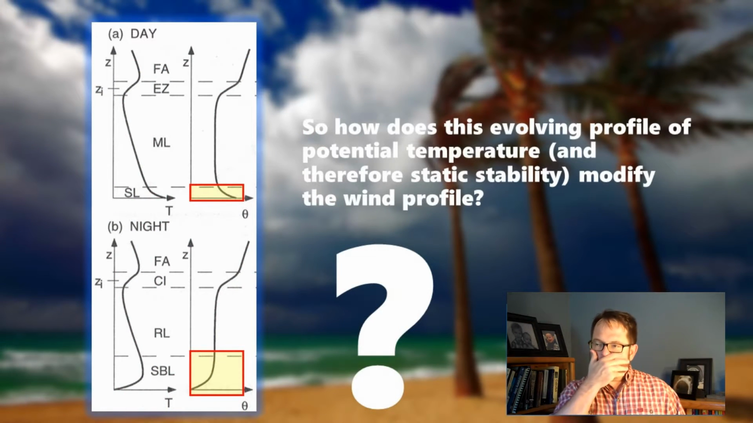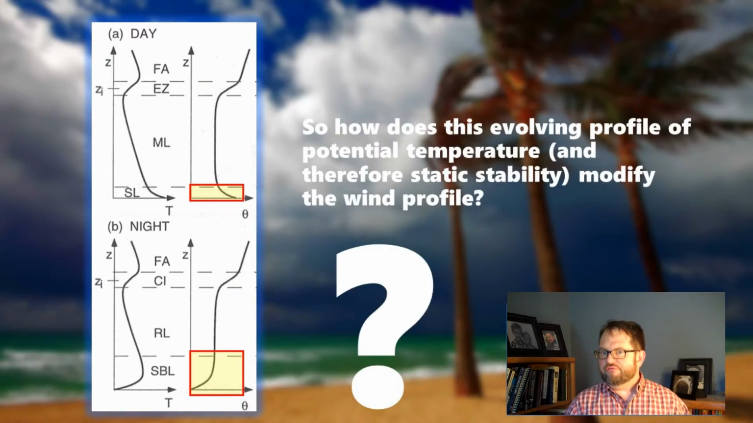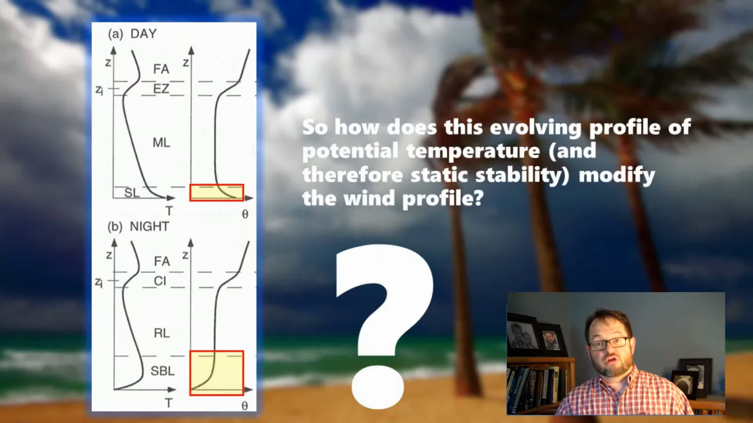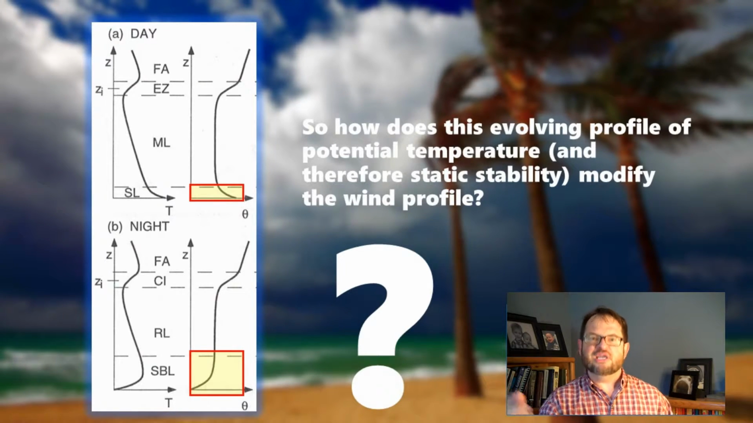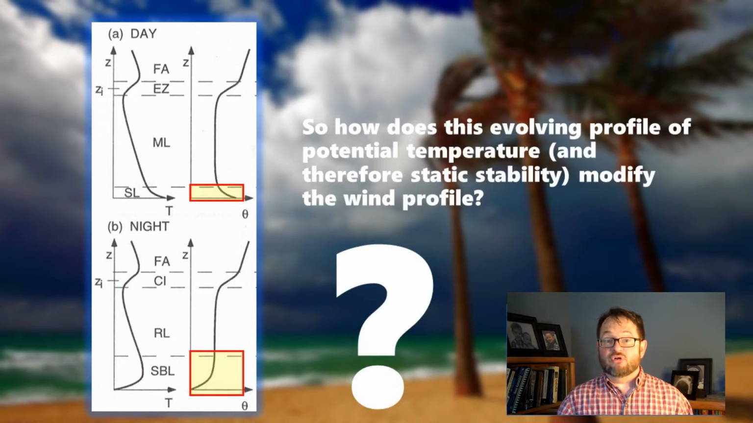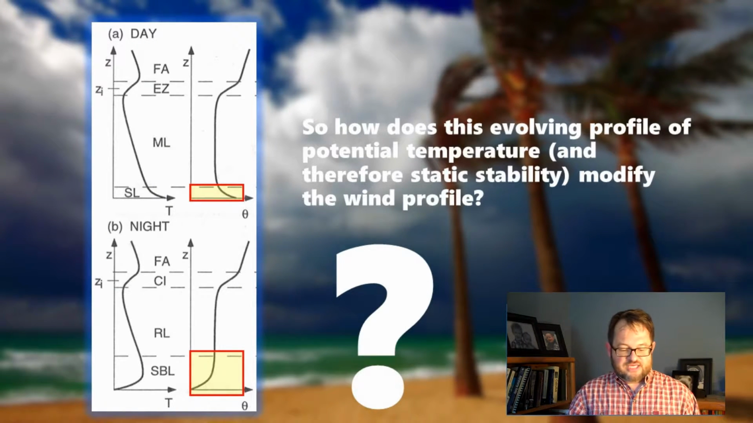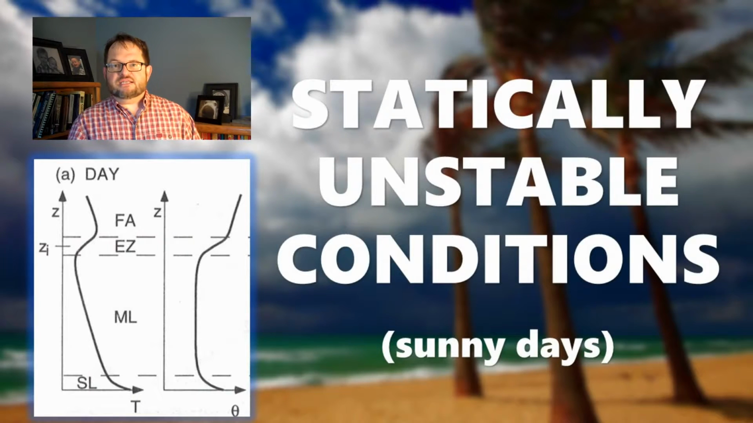So let's take a look at what we mean then for during the day. We again have this evolving profile of the potential temperature during the day. So therefore, we have an evolving profile of static stability, meaning that during the day, that surface layer, that lowest 10, 20, 30 meters, is going to be statically unstable during the day. So let's talk about statically unstable conditions.